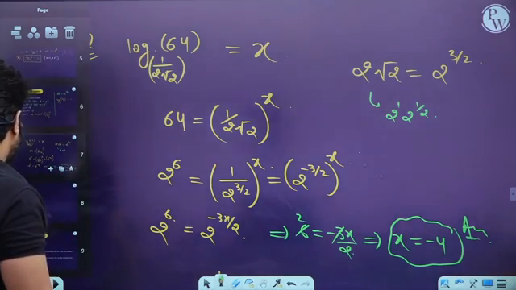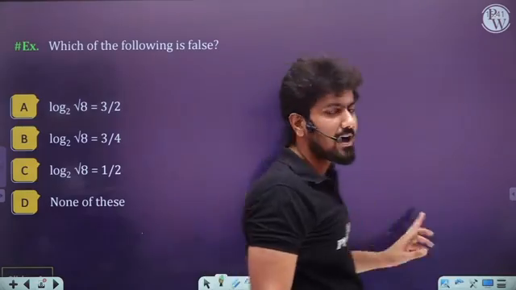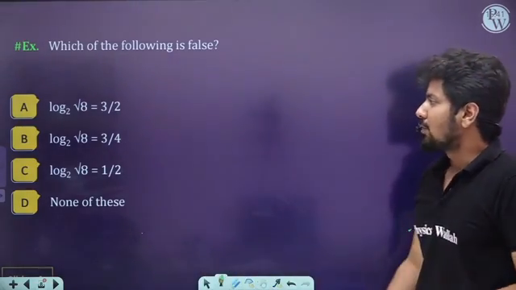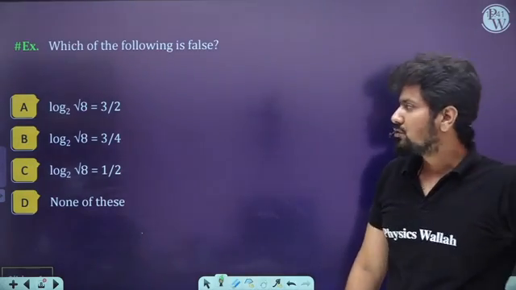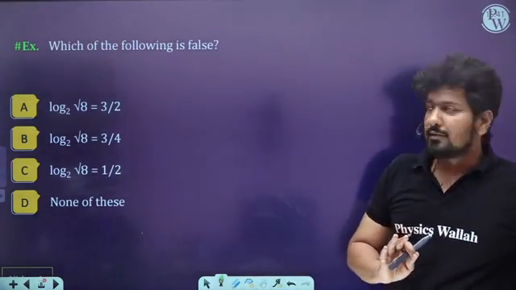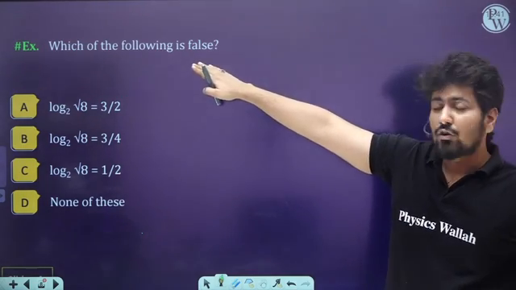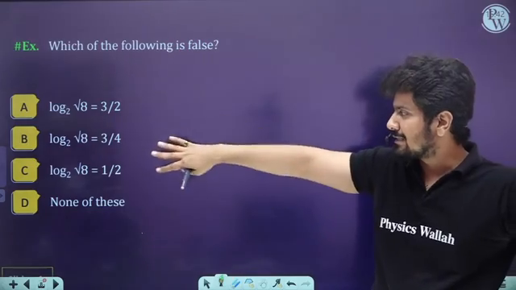I hope you have understood how to find the values of logs. Now this question: which of the following are incorrect? Like, what is the value of log of root 8 to the base 2? It is given as equal to 3 by 2. Is it correct or not? We are looking for the false statement, so basically one of the statements is false.